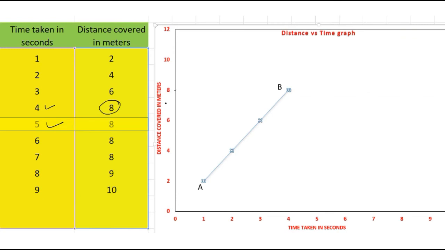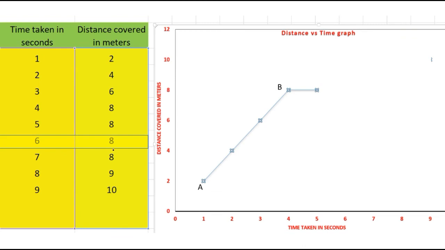It is not moving. And how can our graph take a position now? So for the 5th second, it has to be again at 8 meter distance only. Now go ahead, for the 6th second, the vehicle is still there at 8 meter distance. So the next point will be at the 6th second, again at 8 meter distance.